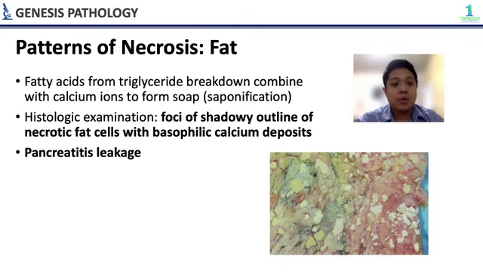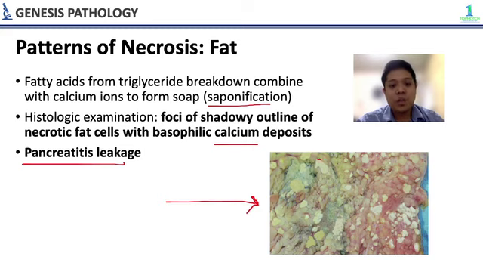Next, we have our fat necrosis. So, fatty acids from triglyceride breakdown combined with calcium ions to form soap or called saponification. So, ang nakikita sa histologic examination, meron siyang shadowy outline of necrotic cells, fat cells, with basophilic calcium deposits. So, nakikita siya sa pancreatitis leakage because we all know that the pancreas contains digestive enzymes, diba? So, kapag nag-leak out sa pancreas yun and comes in contact with fat or like the omentum, for example, magkakaroon ng fat necrosis. So, ito may mga foci of calcium deposits, diba?